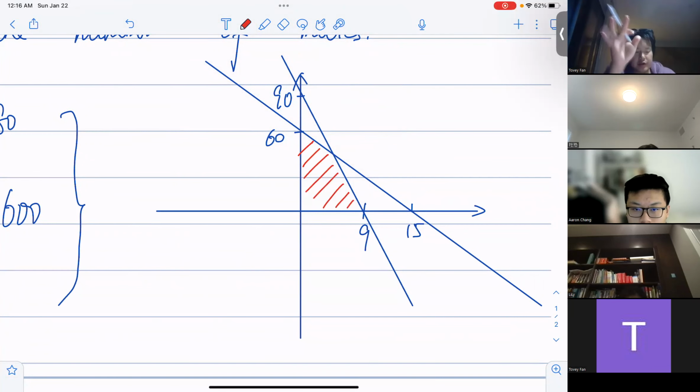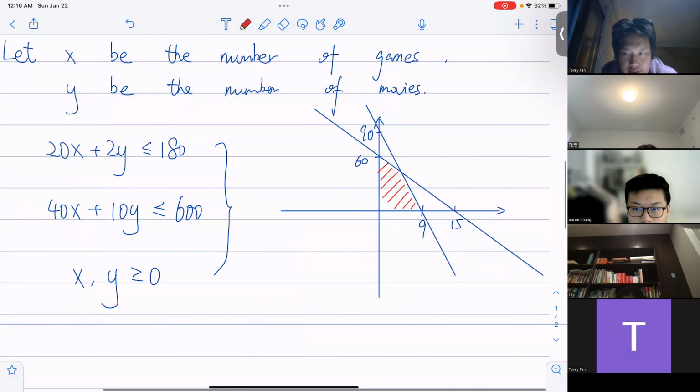Okay, any questions so far? Plotting, graphing? That's just the basics, right? The fundamentals. I believe we are fine with this.